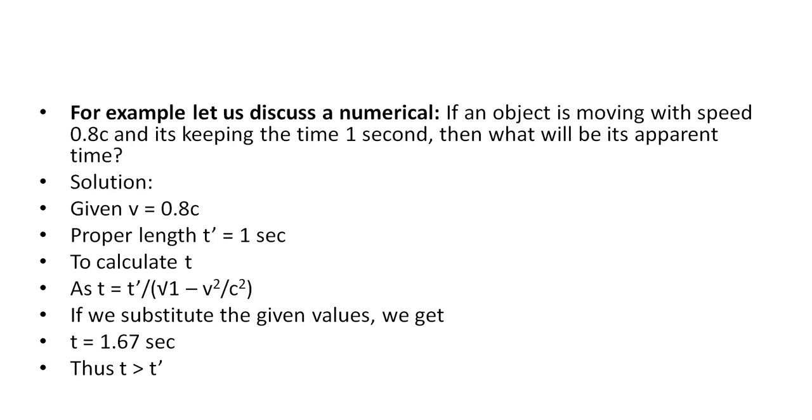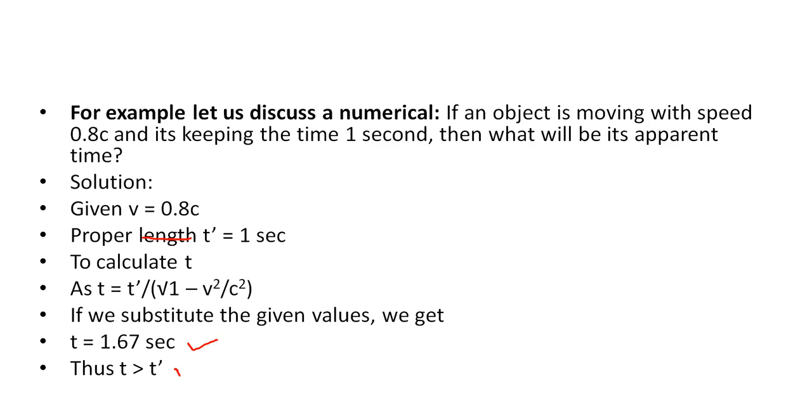Now, for example, let us discuss a numerical problem. If an object is moving with a speed 0.8 c and it is keeping the time 1 second, then what will be its apparent time? Now, given v equals 0.8 c, proper time t dash equals 1 second. Now, to calculate t, t equals t dash divided by root of 1 minus v square by c square. Now, if we put the given values, we get t equals 1.67 seconds.